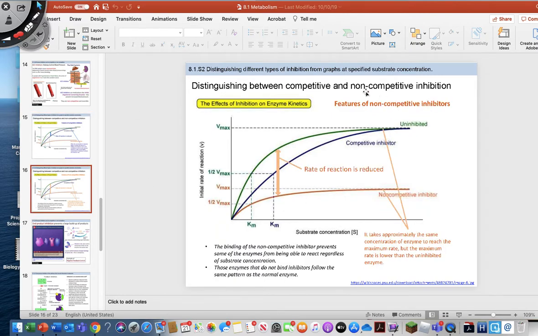But if you add a non-competitive inhibitor, the rate of the reaction is not only reduced, but the Vmax is never going to be comparable to an uninhibited reaction, right? The Vmax is going to be much lower if you add non-competitive inhibitors. So make sure you also look at these two graphs. And that's it for today.